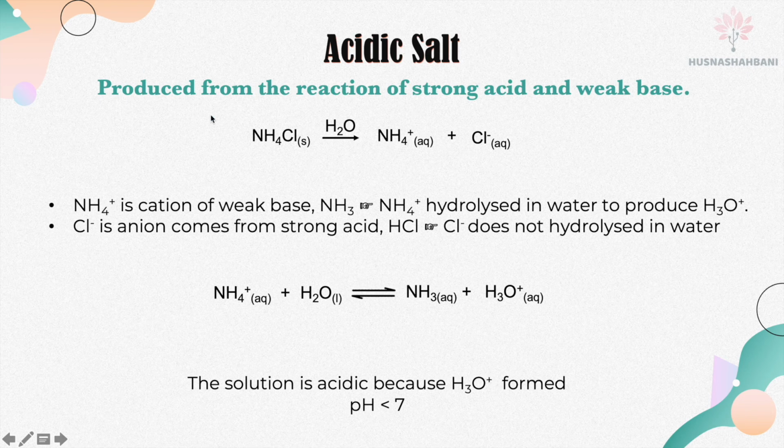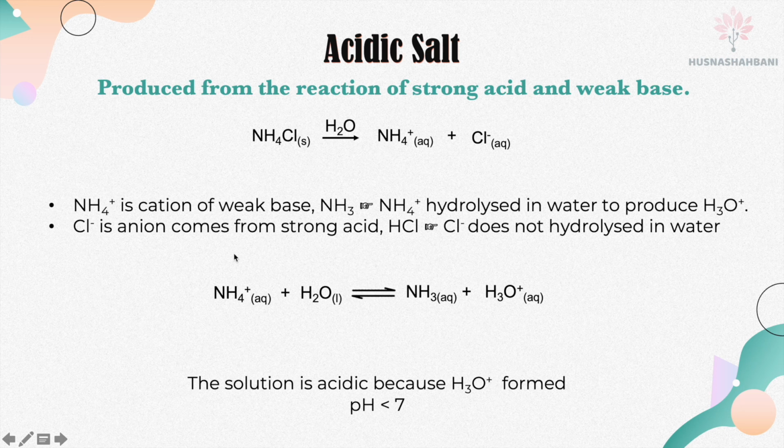Acidic salt is produced from the reaction of a strong acid and a weak base. Dissociation of the salt: NH4Cl dissociates into NH4 plus and Cl minus. So NH4 plus is a cation from the weak base NH3. Since it's weak, NH4 plus hydrolyzes in water to produce H3O plus. Meanwhile, the anion Cl minus comes from the strong acid HCl. So Cl minus does not hydrolyze in water.